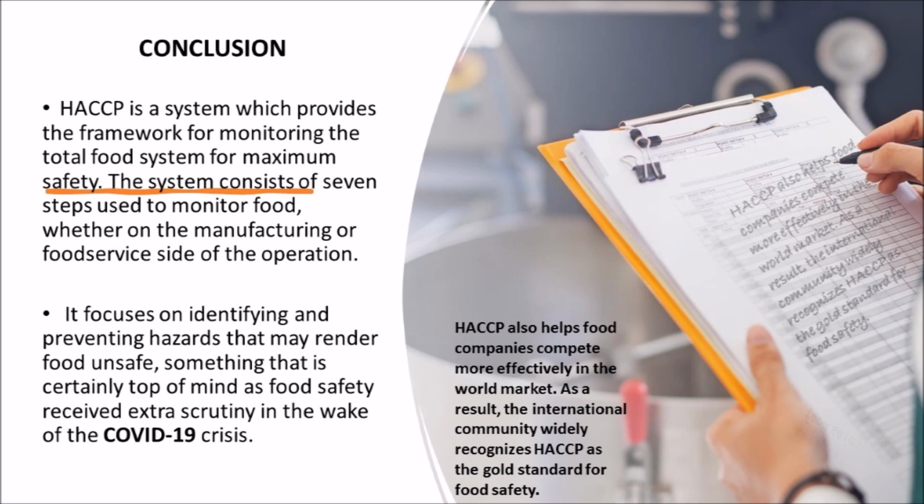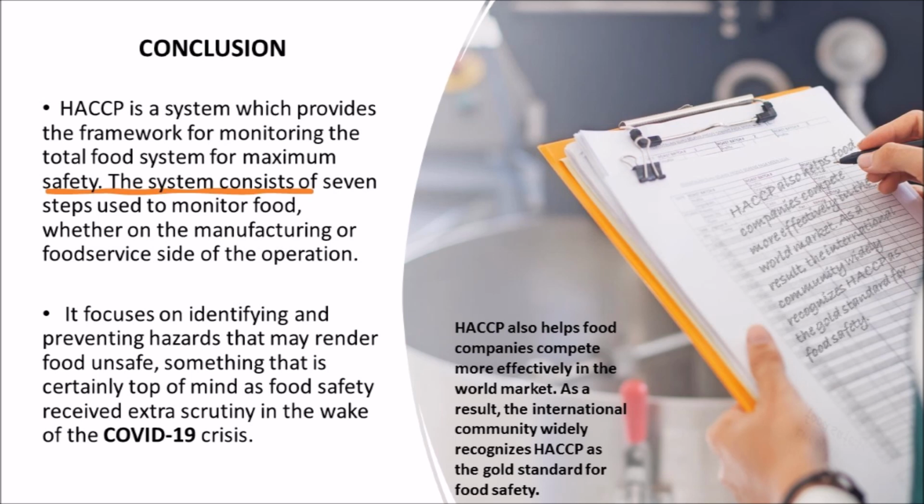Okay. The conclusion about HACCP is a system which provides the framework for monitoring the total food system for maximum safety. The system consists of 7 steps. We mentioned about 7 HACCP principles used to monitor food, whether the manufacturing or food service side of the operation. It focuses on identifying and preventing hazard that may render food unsafe, something that is certainly top of mind as food safety receives extra scrutiny in the wake of the COVID-19 crisis. Remember, I said that in the wake of the COVID-19 crisis, food safety is paramount.